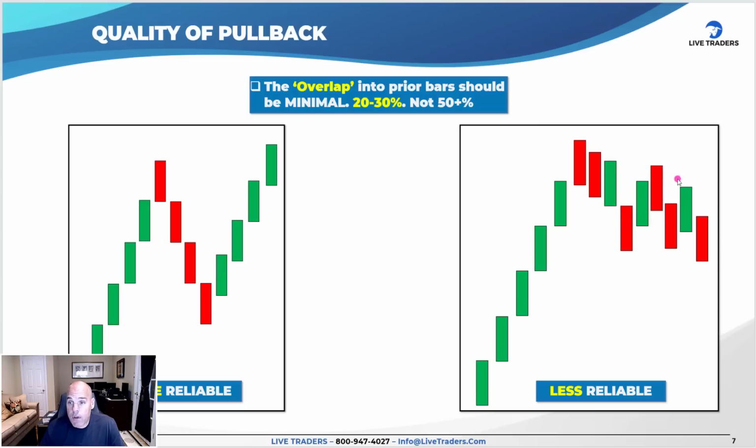Because now you've eliminated a lot of the buyers on the way back up. And the sellers have also let you know, we're in this one for the long haul. I'm going to fight you every step of the way, tooth and nail. And I don't really want that. I don't want a relationship that I have to fight in every day. I want a relationship where we get along. That's it. Nice job on that, guys. Okay? So the overlap into the prior bar should be minimal, 20 to 30%, not more than 50%.